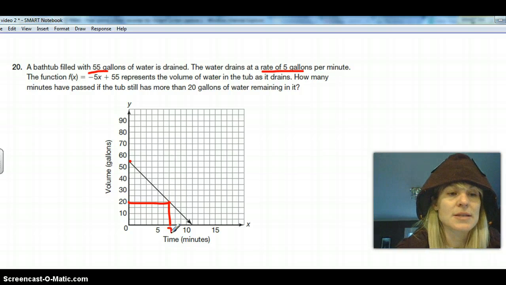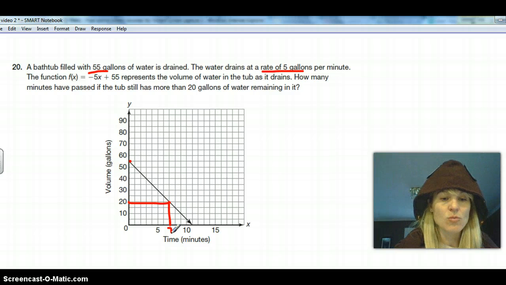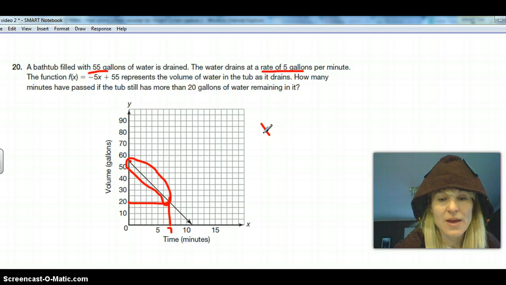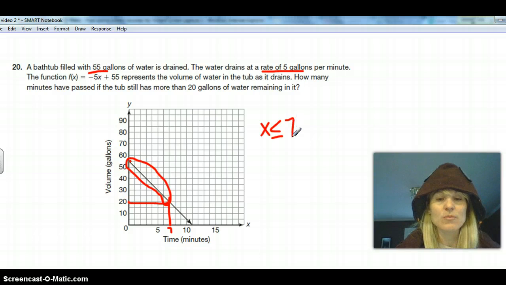Okay, so the question says, how many minutes have passed if the tub is still more than 20 gallons of water? Well, more would be 20 or above, right? So we're talking about this amount of water here, 20 or above. How many minutes have passed? So 7 have passed or less. So between 0 and 7 minutes, we'll have 20 gallons or more. So we should have x, which is time, because it's on the x-axis, is less than or equal to 7, because it includes that 7 minutes.